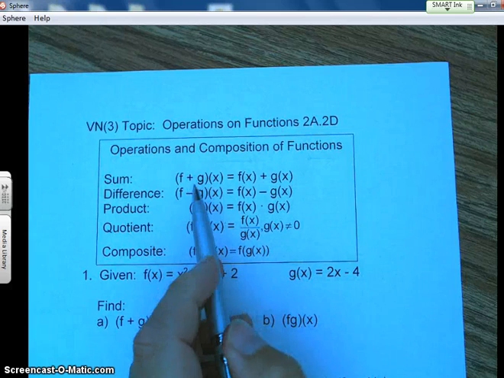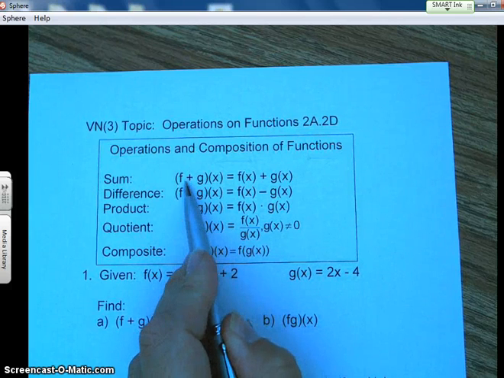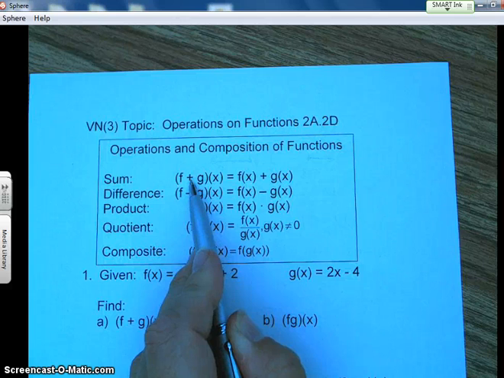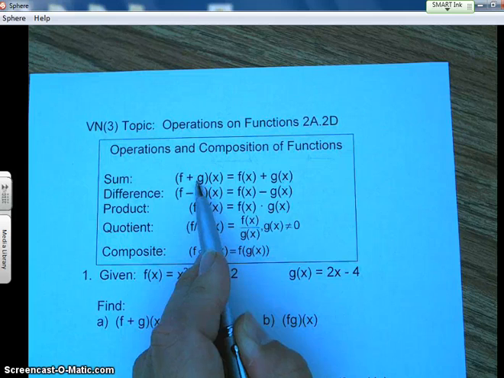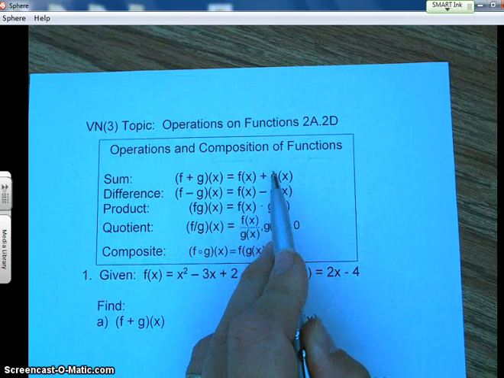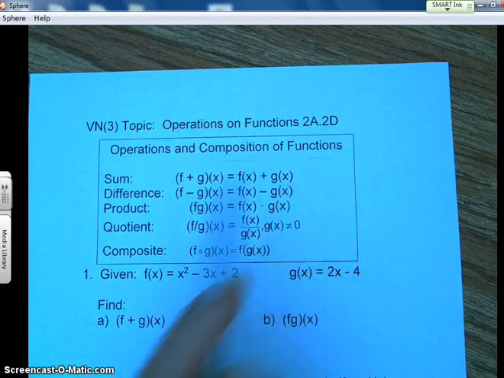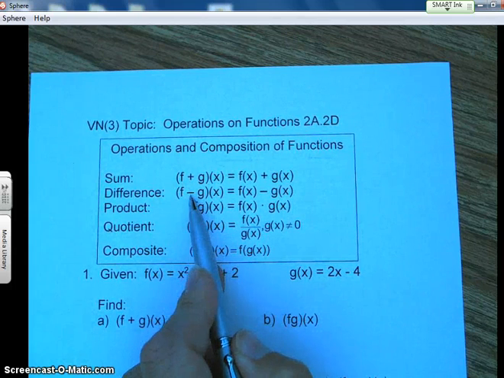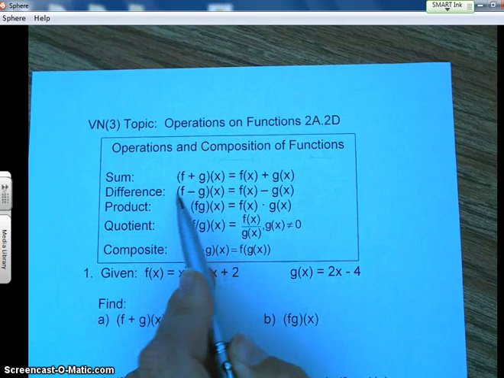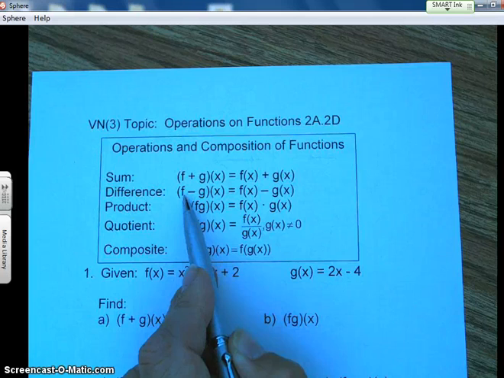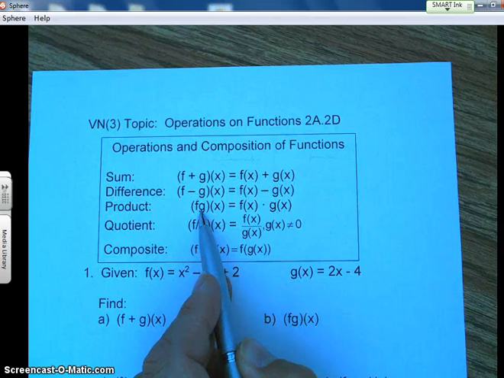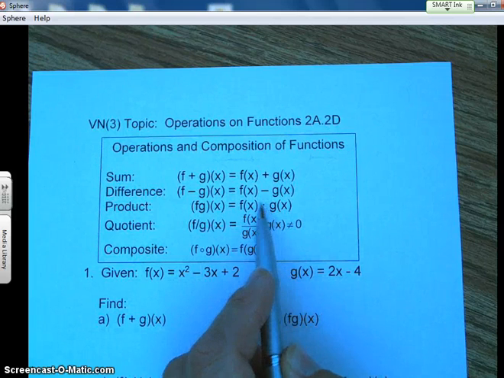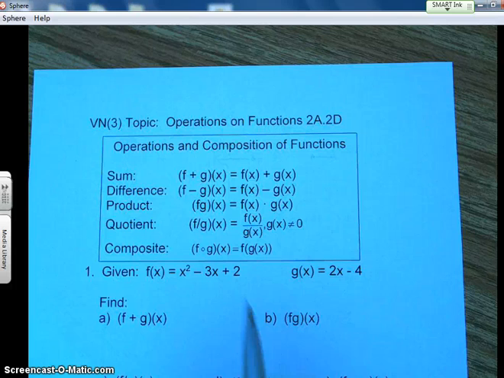So the symbols, when you see this symbol here, it means to add function f plus function g. And that means the same as that. Add function f plus function g. When you see this symbol, the difference, this means to subtract function g from function f. Product, when you see this symbol here, or this symbol here, this means to multiply the functions together.